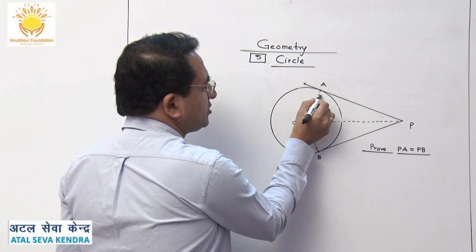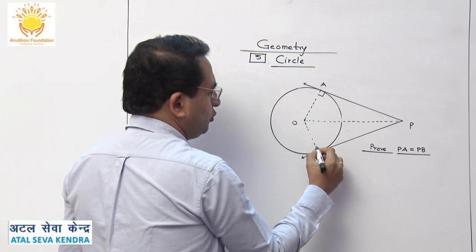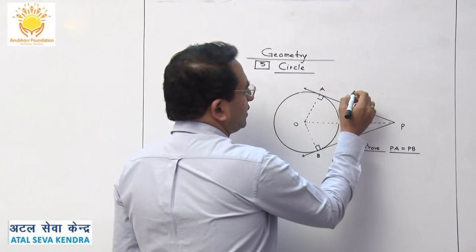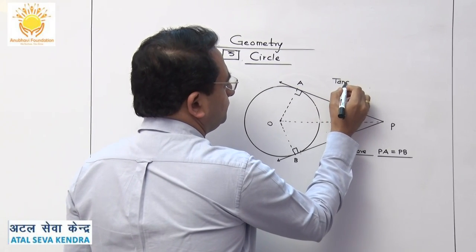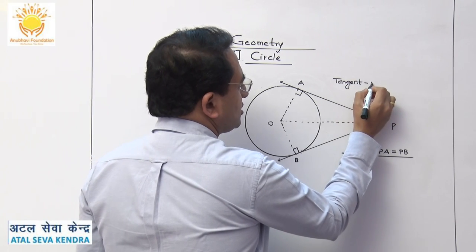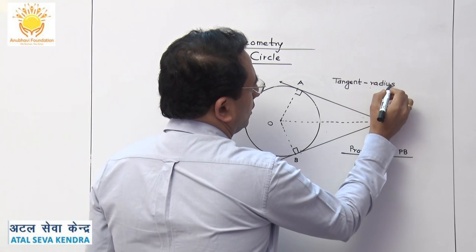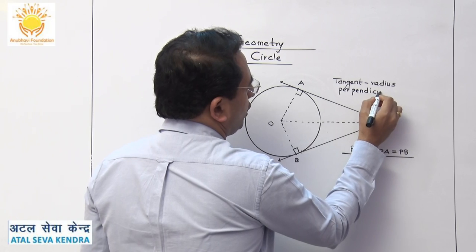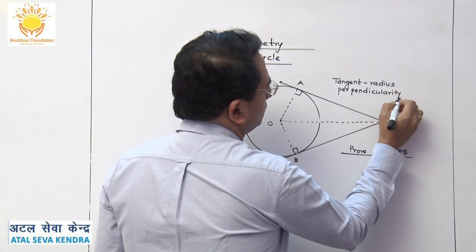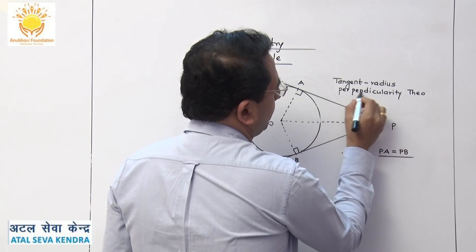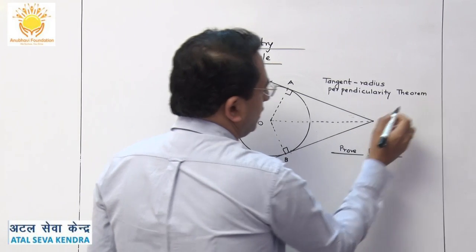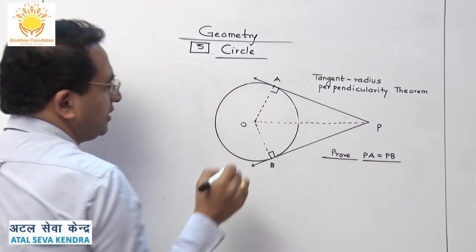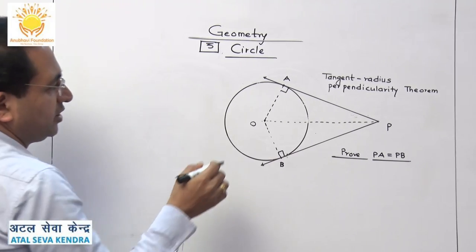As you know, this particular angle is 90 degrees, and this is also going to be 90 degrees. The reason you are going to write here is the tangent radius perpendicularity theorem. Tangent, radius, perpendicularity theorem. That means the angle between the tangent and radius at the point of contact is 90 degrees.